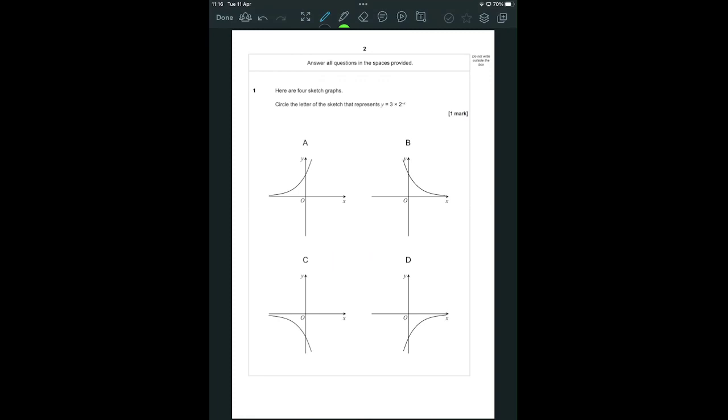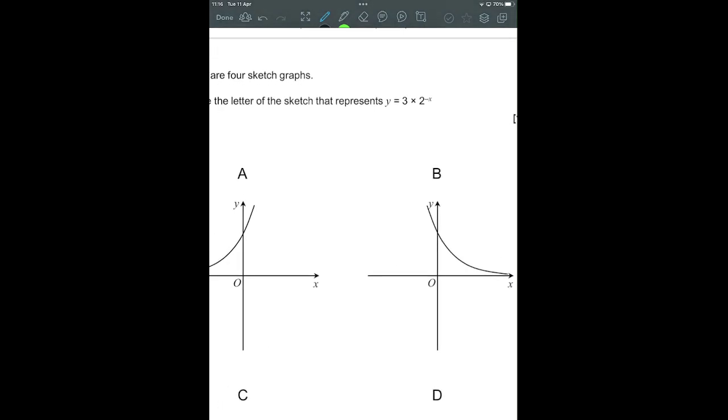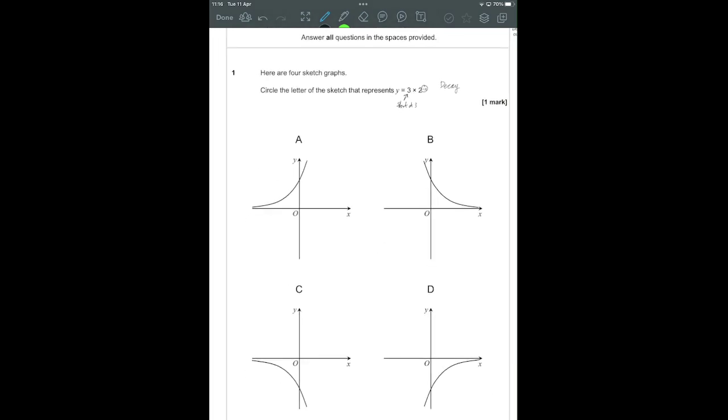Straight in we go. Question 1. 4 sketches. Circle the letter of the sketch that represents that. Well, we notice we have a negative power up here, so this is representing a version of decay. That 3 also tells us we start at 3 on the y-axis. So I'm looking for one of these graphs which starts at 3 and looks like a decay. Well, that is B.